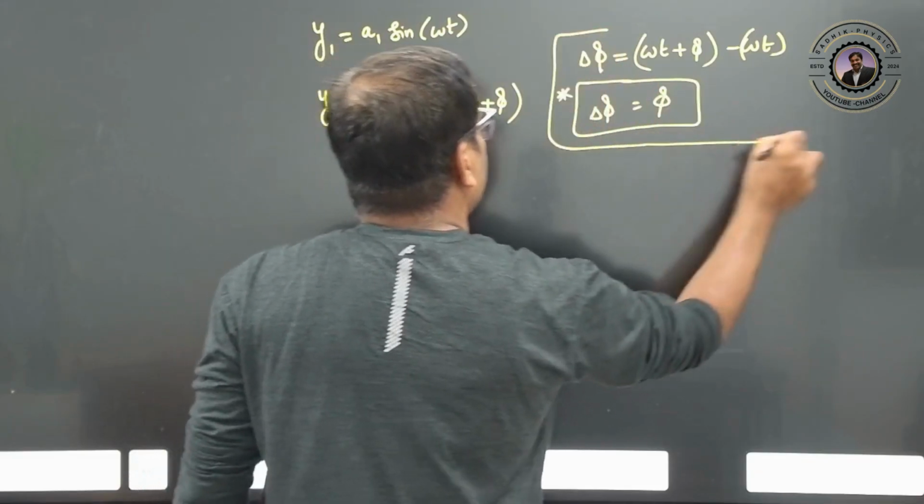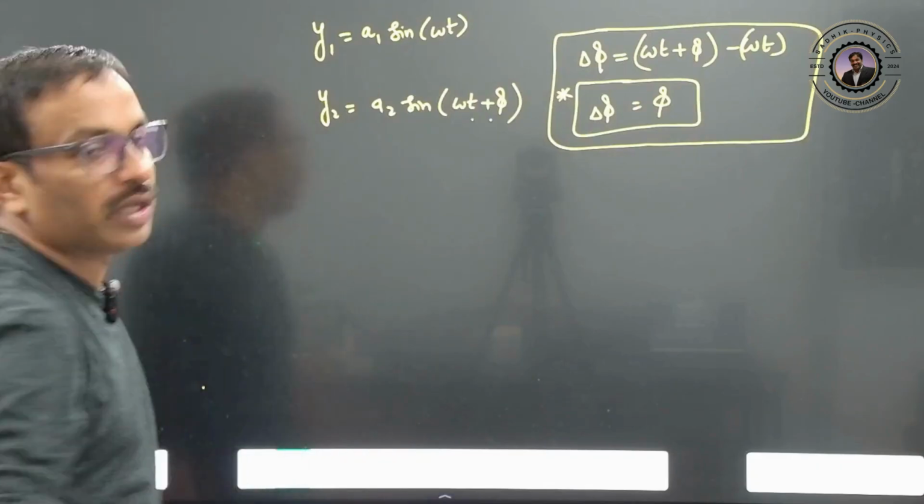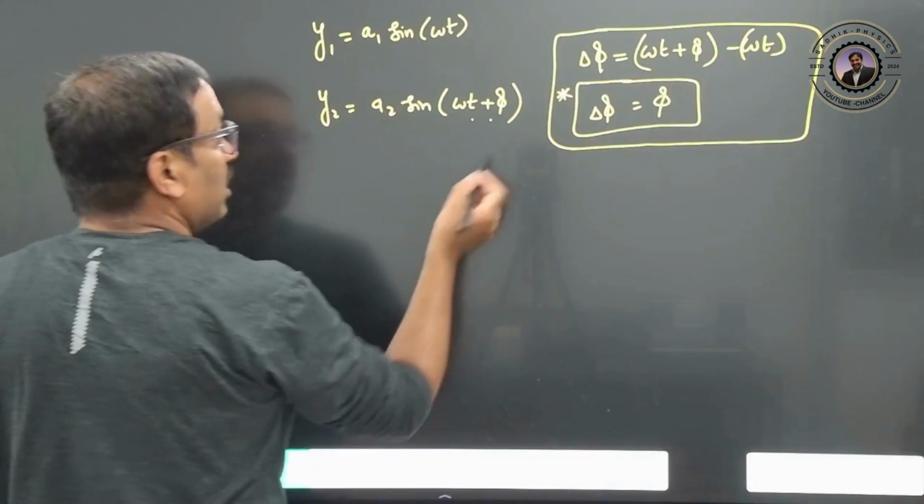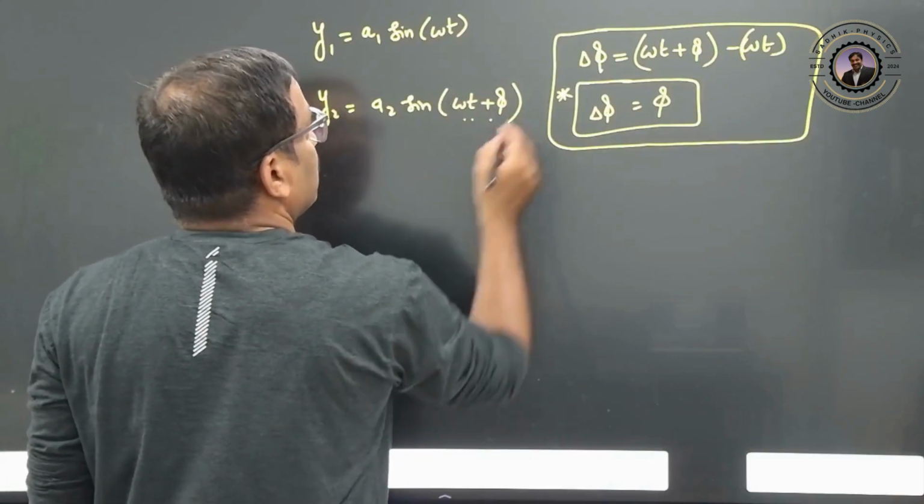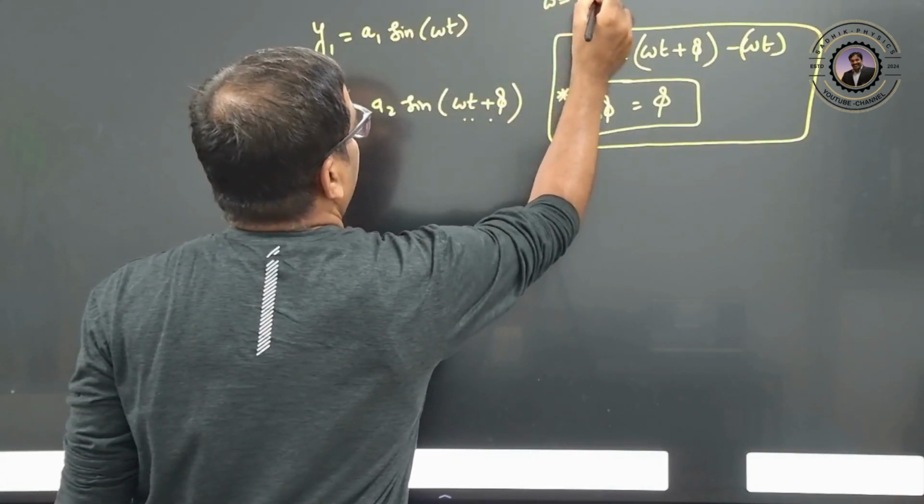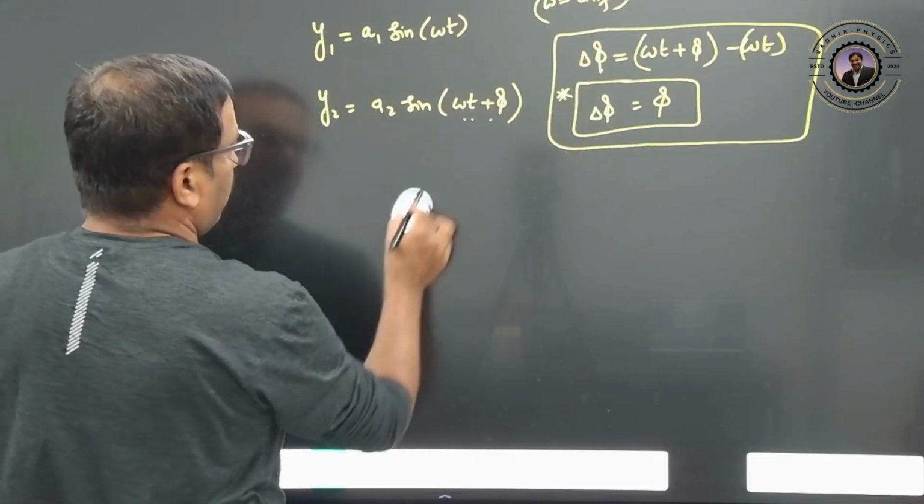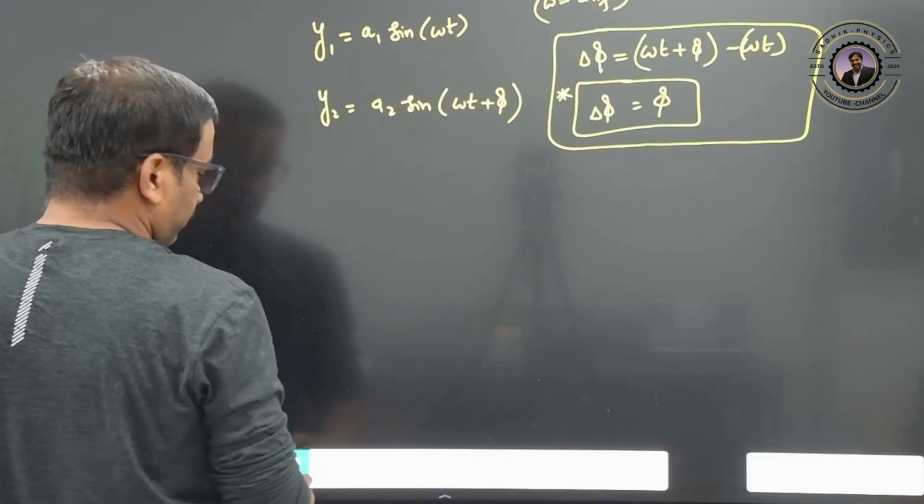Therefore, these waves are said to be two coherent waves, because the phase difference does not depend upon time. It is also required that the frequencies are the same, since omega is 2 pi into f, so omega should be the same. Only then do coherent waves take place. Clear?